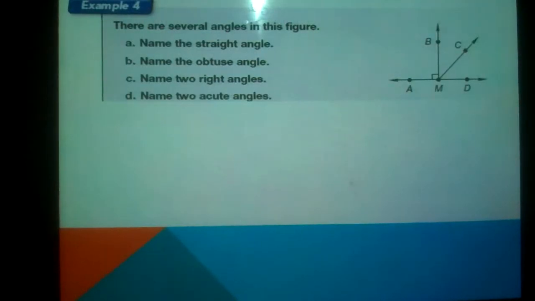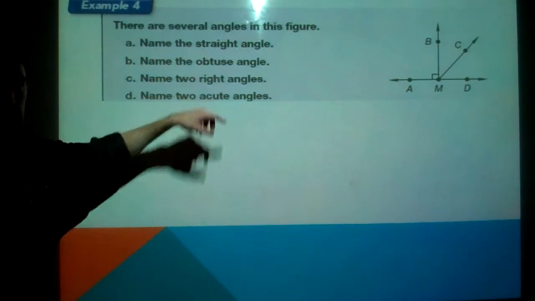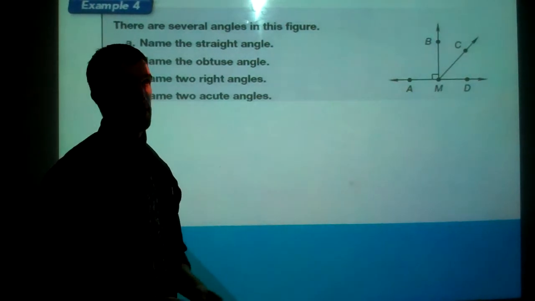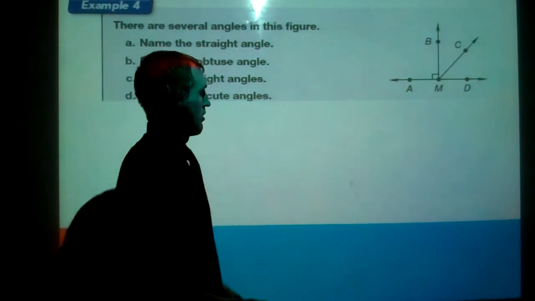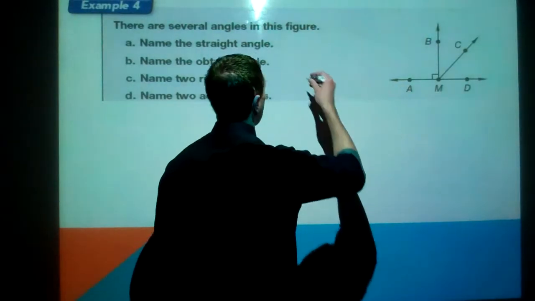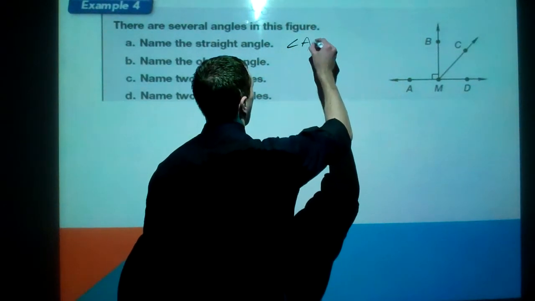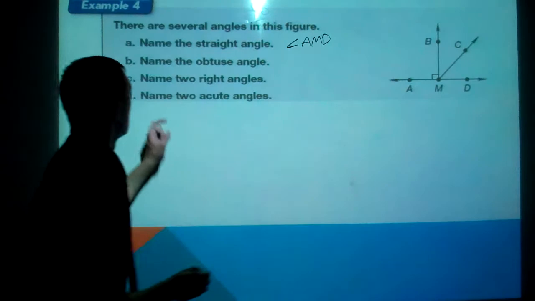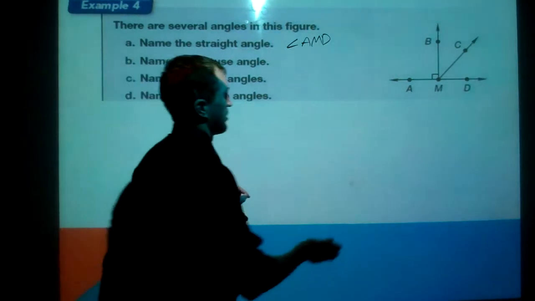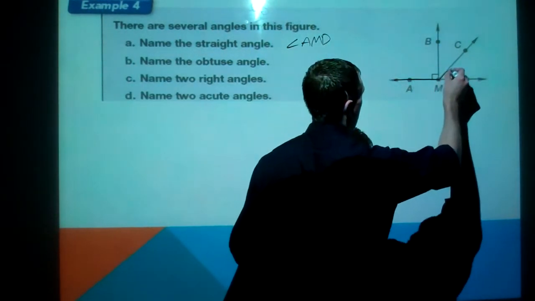Okay. Alright, now this one has quite a few angles that they want us to point out. It says name the straight angle. Remember, straight is 180 degrees, that's our flat line, straight line. That would be angle AMB. Name the obtuse angle, that's right here, AMC.